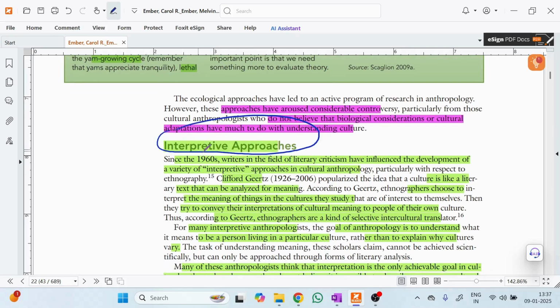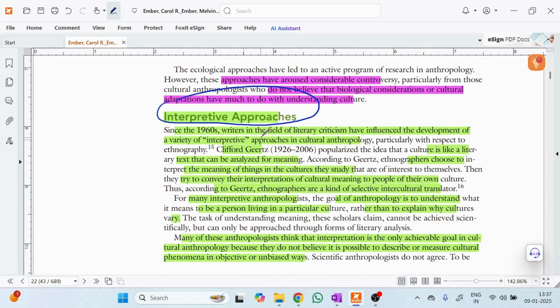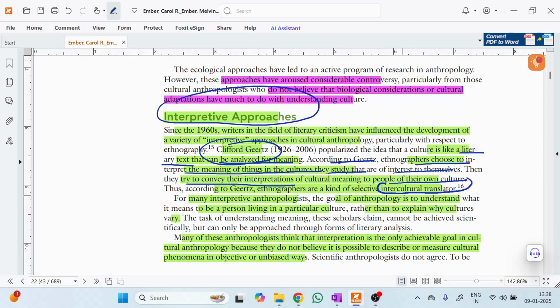Then let's have a look at interpretive approaches. This approach is a fusion of literature and cultural elements. The anthropologists associated with this theory look at culture through the literary lens, and they believe that culture can be analyzed just like any literary text. One such proponent is Clifford Geertz. According to Geertz, those ethnographers who choose to interpret the meaning of things in the culture they study, those meanings, those interpretations, are then conveyed to people of their own culture. So, in short, those interpreters work as intercultural translators.